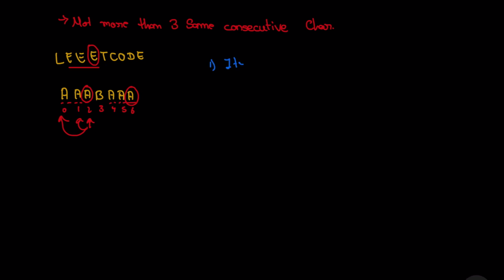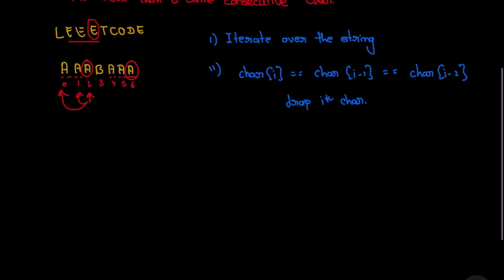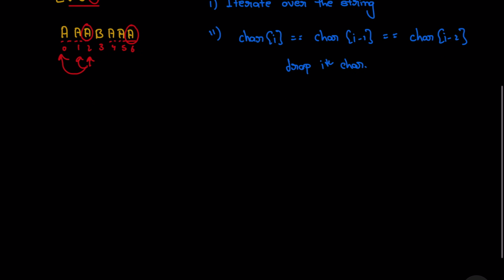We have to do three things. First, iterate over the string. Second, check if character i is equal to character i minus 1, which is equal to character i minus 2. If this happens to be the case, then we will drop the ith character. Obviously, with this, we also need to make sure that at least two characters are there before the current one.